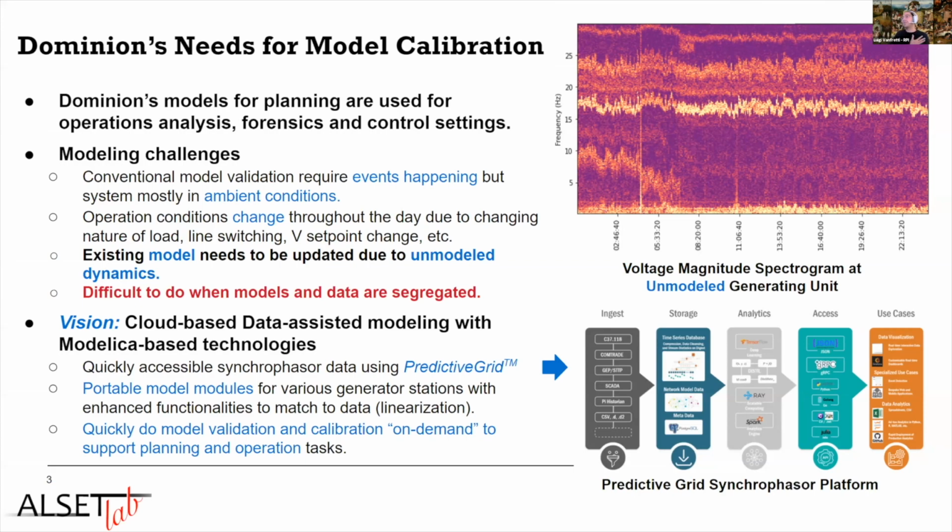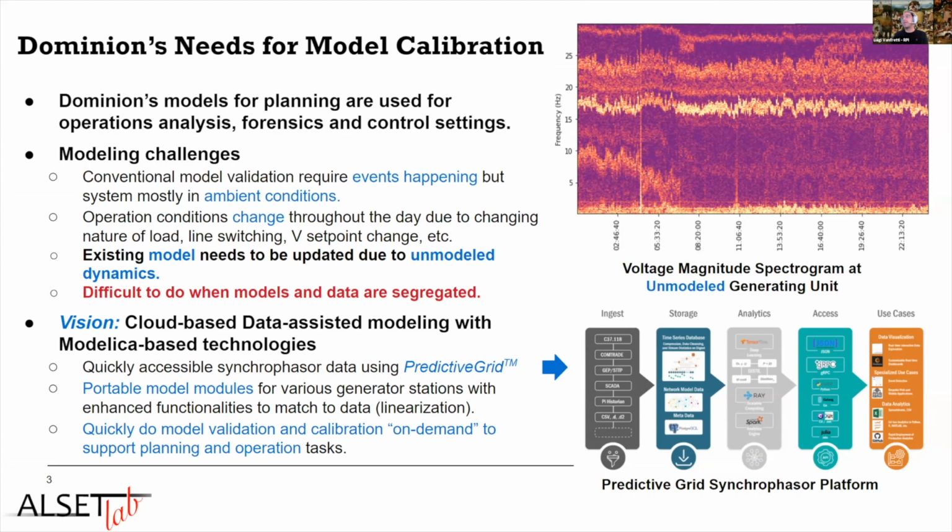So the vision of the project that we are now extending for 2 more years is to have cloud-based data-assisted modeling with Modelica-based technologies. And the idea is that we can access the Synchrophasor data, the measurements that originate this plot, within the predictive grid platform. This is a platform that allows access to all of the data that Dominion Energy has from the cloud. And it's basically built on top of AWS.